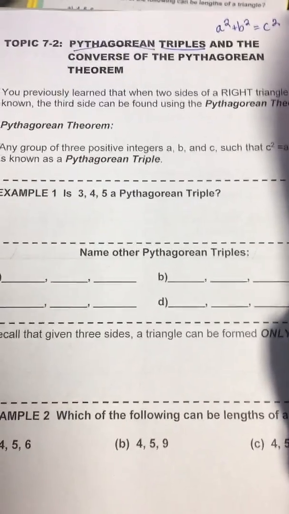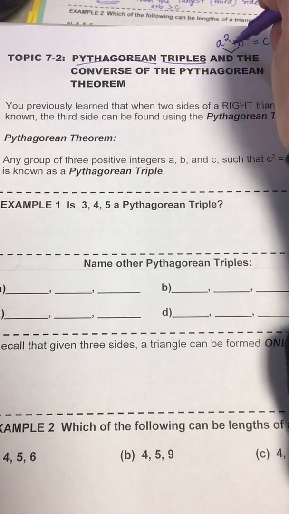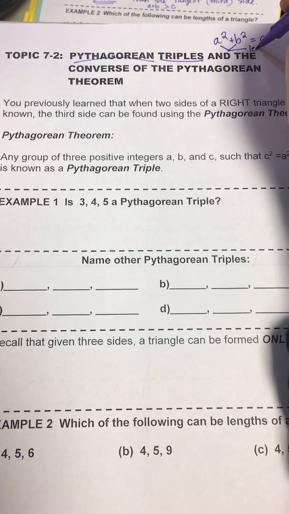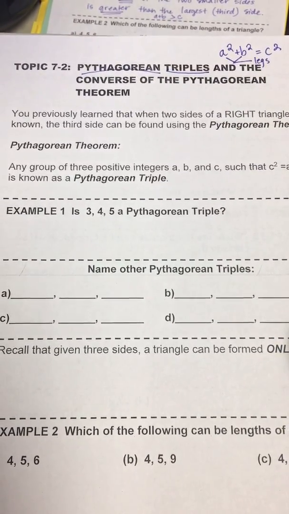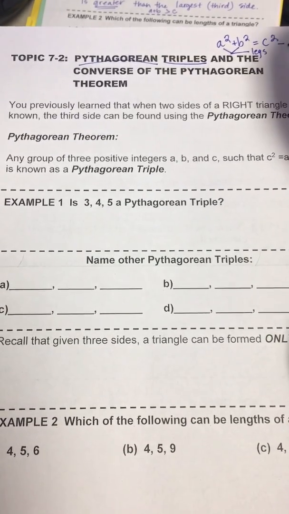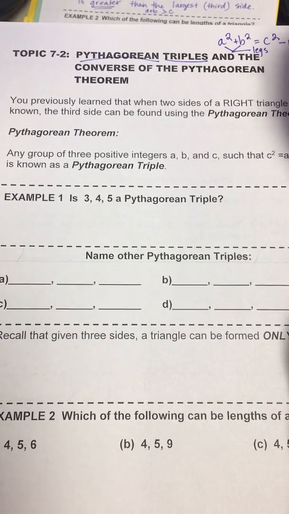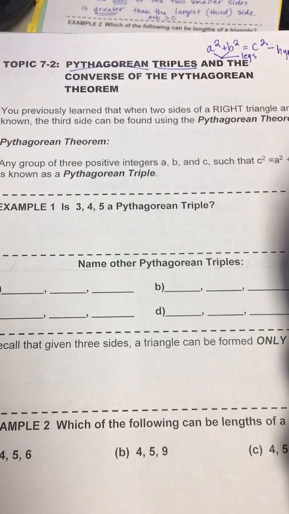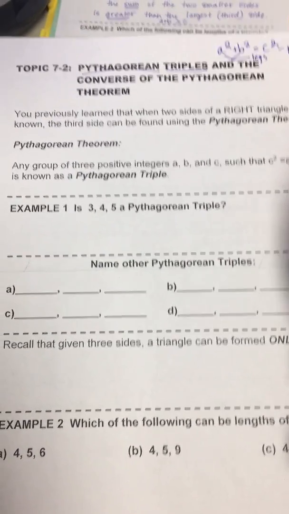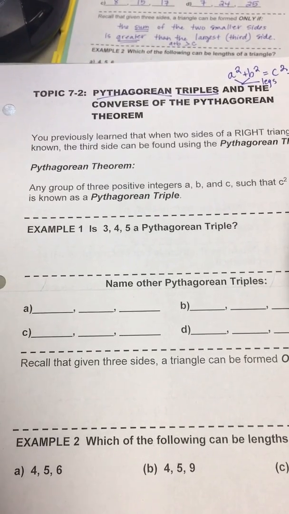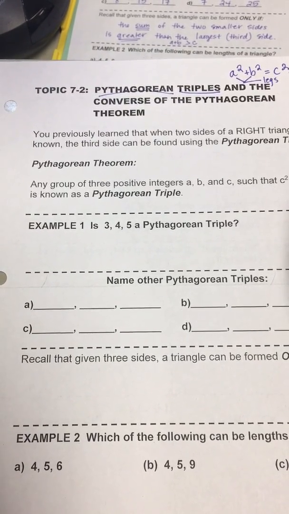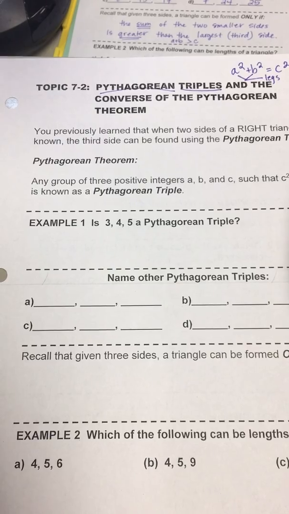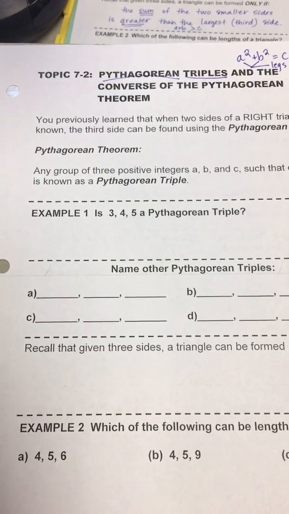Remember, your a and your b are the lengths of your two legs, so your two shorter sides of your triangle, and then your c was your hypotenuse. That's just because hypotenuse is a really long word. So we're looking at what's called the converse. That just pretty much means you're looking at what it equals first and then comparing what you're adding.